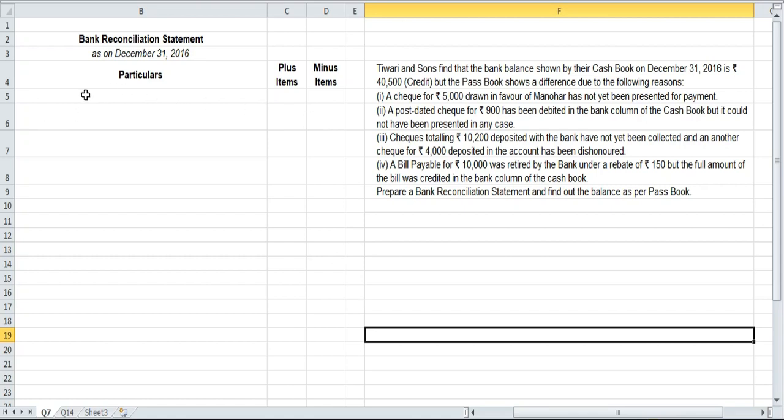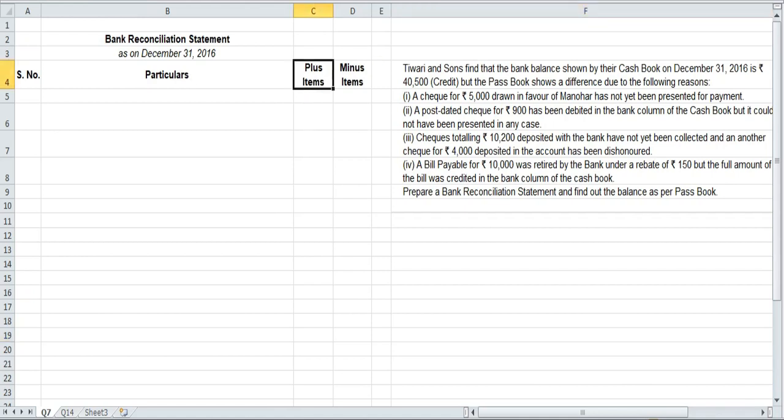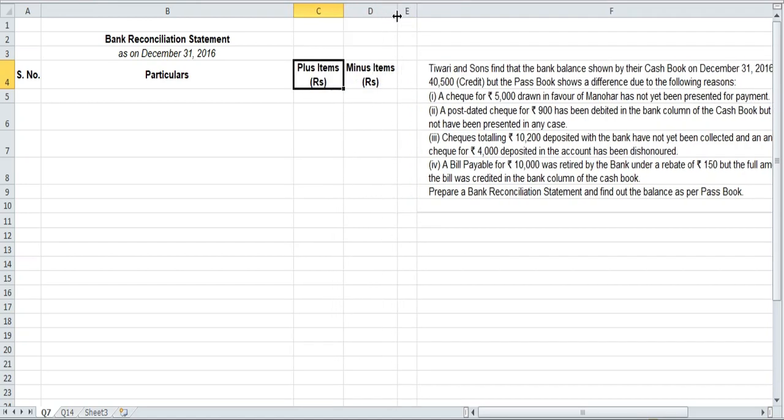So here we have made the format. This is for December 31st 2016. So bank reconciliation statement as on 31st December 2016. In the format we have serial number, particulars, plus item rupees, and we have minus item rupees. Now we'll write this one.